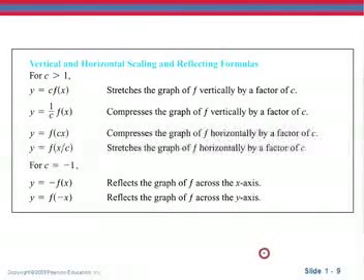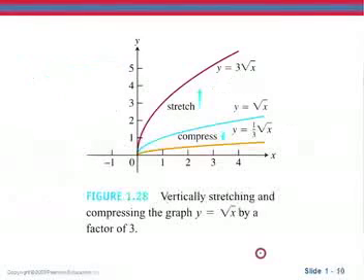A couple of special cases occur when c is -1. Y equals negative f of x is the same graph as f of x reflected across the x-axis. The graph of y equals f of negative x is the same as the graph of y equals f of x reflected across the y-axis.